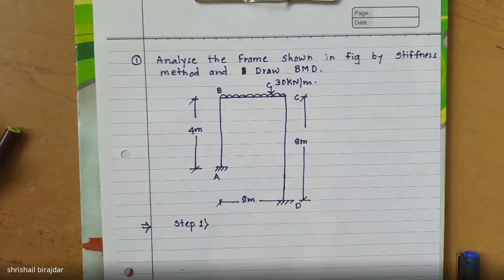The example we solved last time, I hope you understood it well. On the same context, we will take one more problem for the portal frame, which is exactly visible on your screen. Analyze the frame shown in figure by stiffness method and draw BMD. Okay, the problem is given.